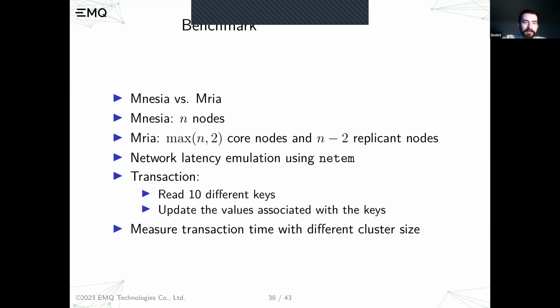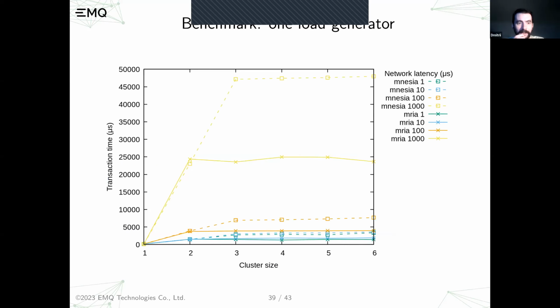When Mria was used as a database backend, we used at most 2 core nodes and n minus 2 replicants. In case of Mnesia, all the nodes were the same. Let's look at the results. First, we consider a simple case where we have only one load generator process. On this diagram, we can see that transaction time for Mria plateaus after we add 2 nodes, because the rest of the nodes are replicants and everything happens asynchronously for the replicants.